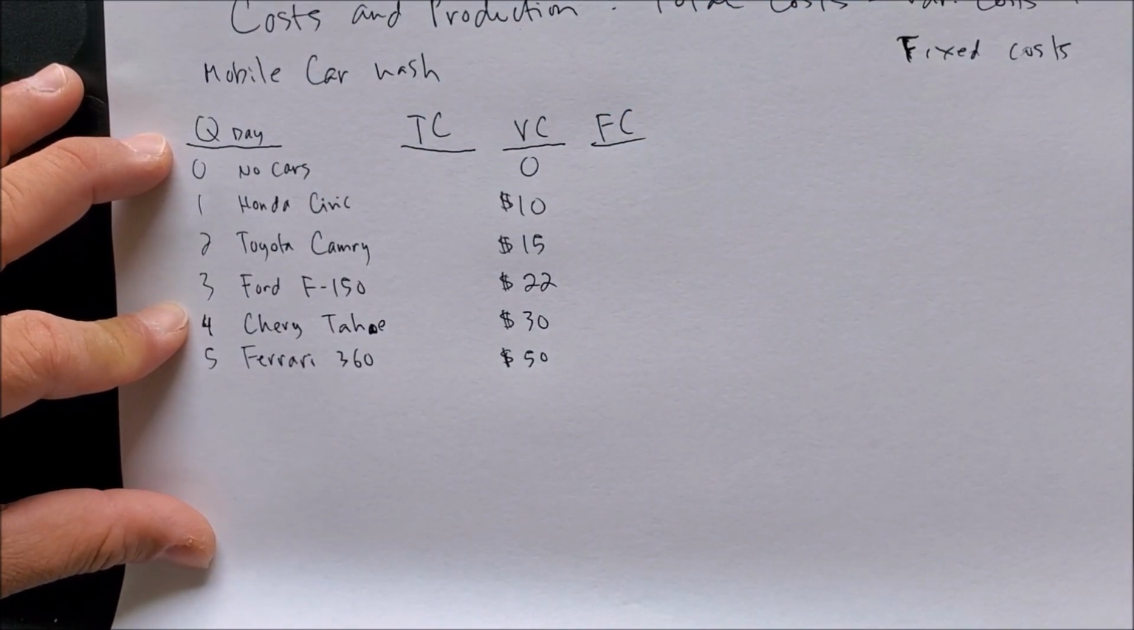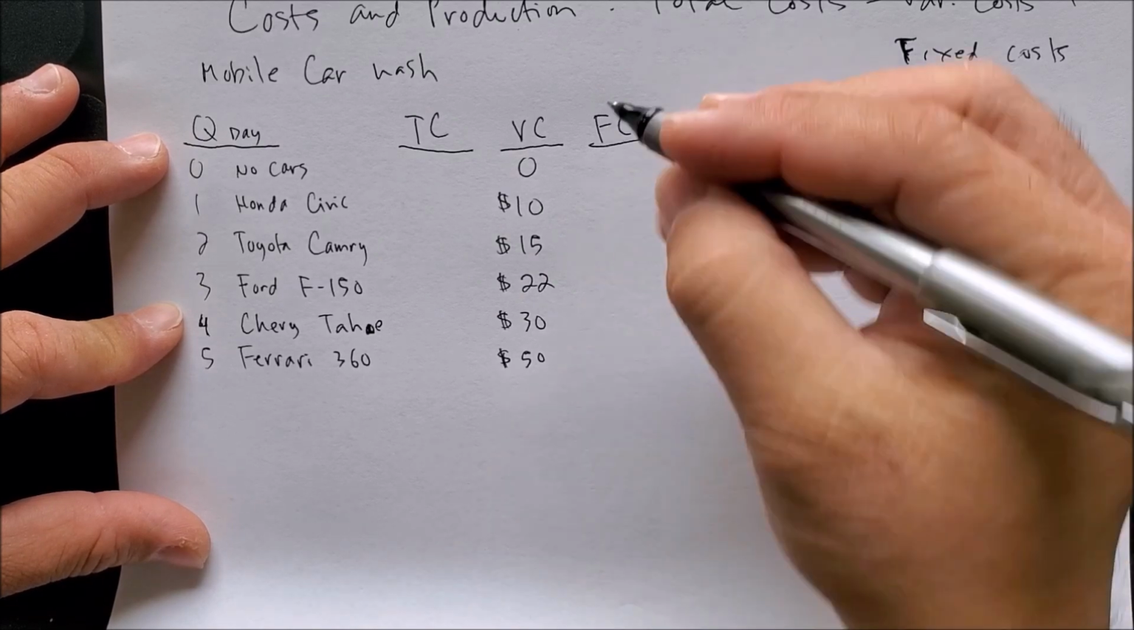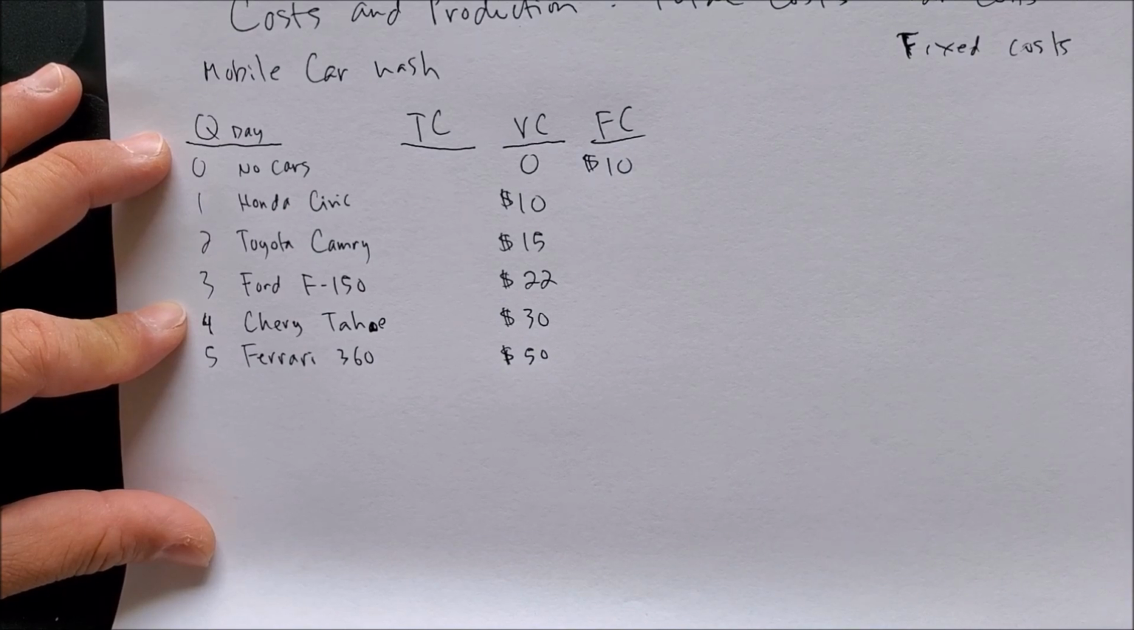So if you own a mobile car wash, chances are you have all of your equipment in your van, in your vehicle, and perhaps the only thing you're going to have to pay that's a fixed cost would be the lease of the vehicle. And that could be the monthly payment. So to make things simple, if you're paying a lease of $300 for the van, and we divide that by 30 days, we see a $10 fixed cost for the van lease per day.